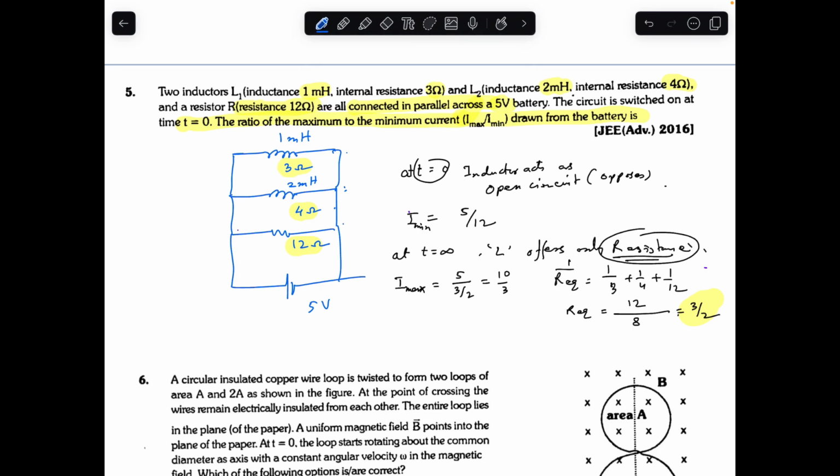Now they are asking the ratio of I max by I min. I max by I min is 10 by 3 divided by 5 by 12. 10 by 3 divided by 5 by 12 gives 8. So the answer is 8.